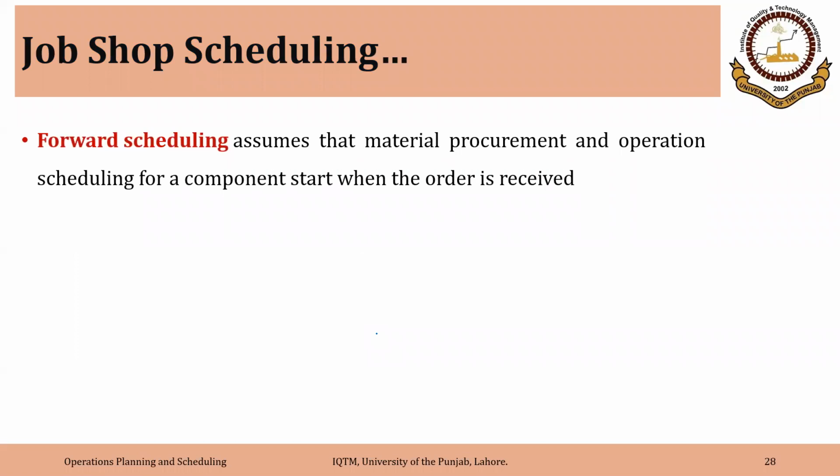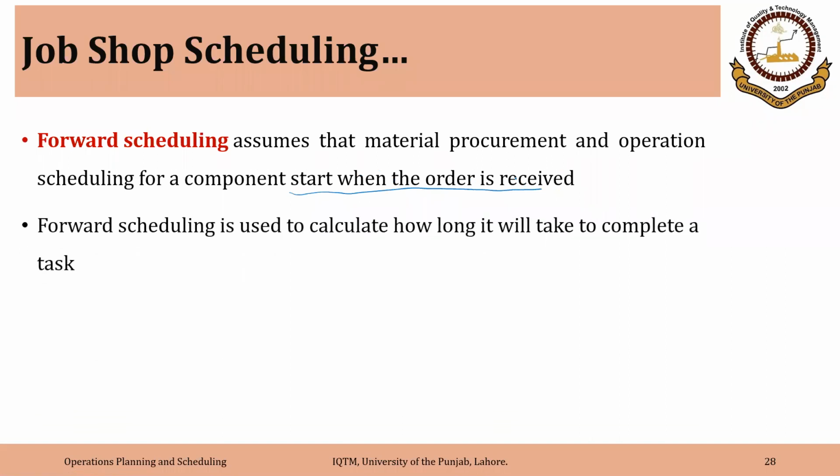Generally speaking, there are two approaches to scheduling in a job shop, and these two approaches are also applicable to project scheduling, but they have different names. One is called forward scheduling. It assumes that material procurement and operation scheduling for a component start when the order is received.